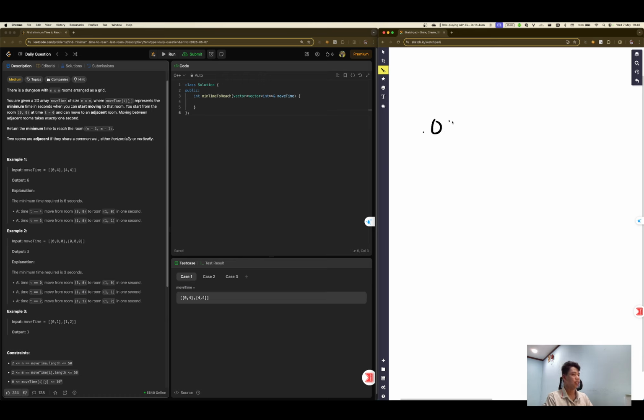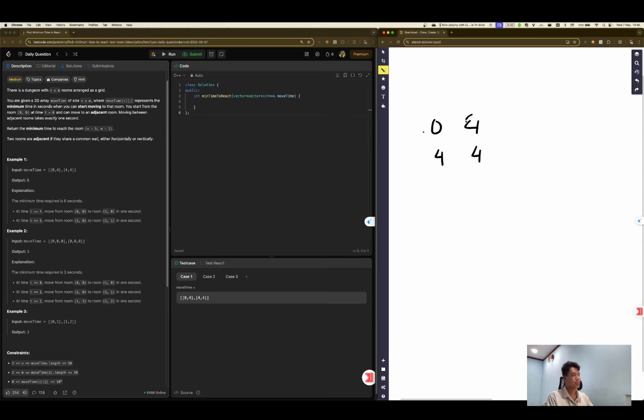It gives you a 2D array. That means if you are in this room, you can move to this or this. That's the four directions: east, west, north, south. Okay, now back to example one.